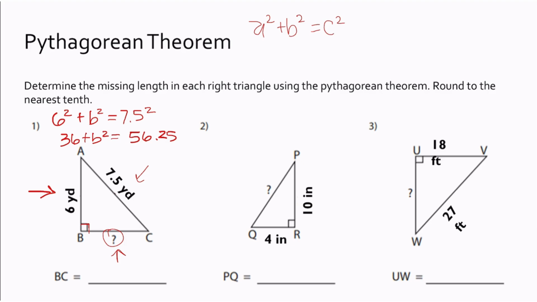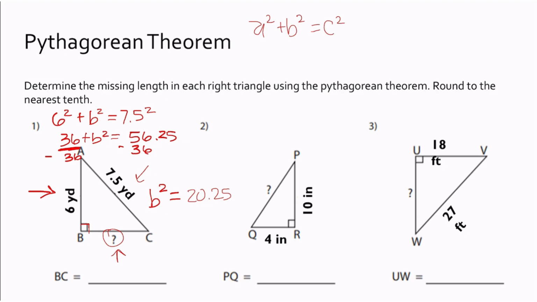And now I need to use my tools for solving for a variable, where I want to get my numbers on one side of the equal sign and my variables on the other side. So in order to do that, I'm going to subtract 36 from both of these sides. And if I do that, I end up with b squared equals 20.25.